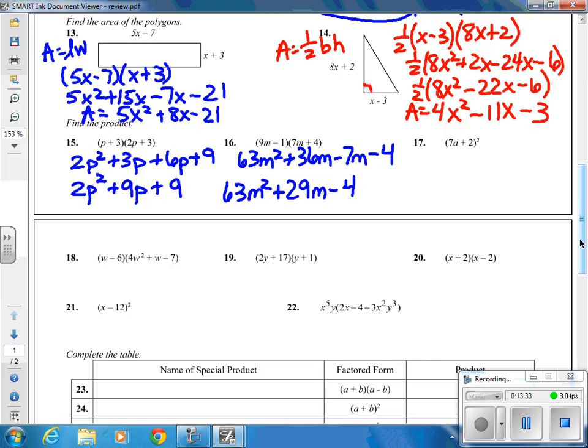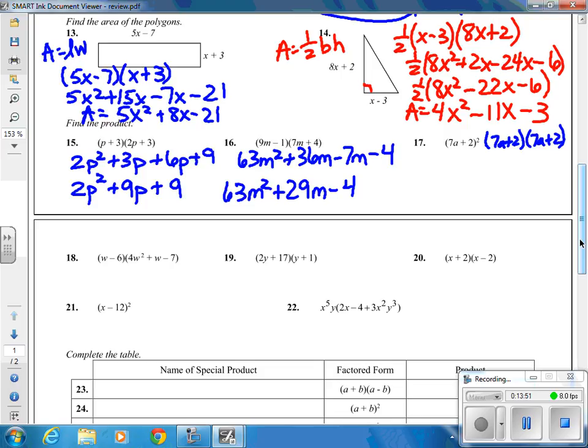Now number 17 you can do as FOIL if you remember to write it as 7a plus 2 times 7a plus 2. Or you can remember that I taught you a memory trick in class that you can certainly use to help you get to the answer without doing FOIL. It does not matter which way you go because the answers come out the same no matter what.